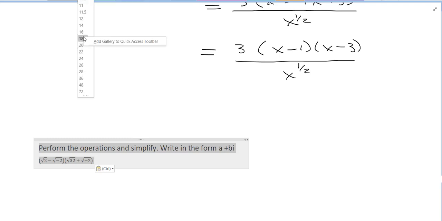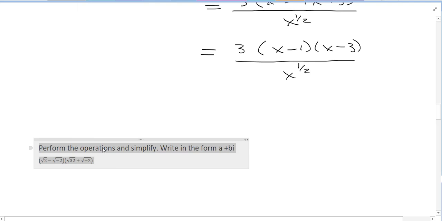Sorry, trying to make the letter bigger and it's not working.